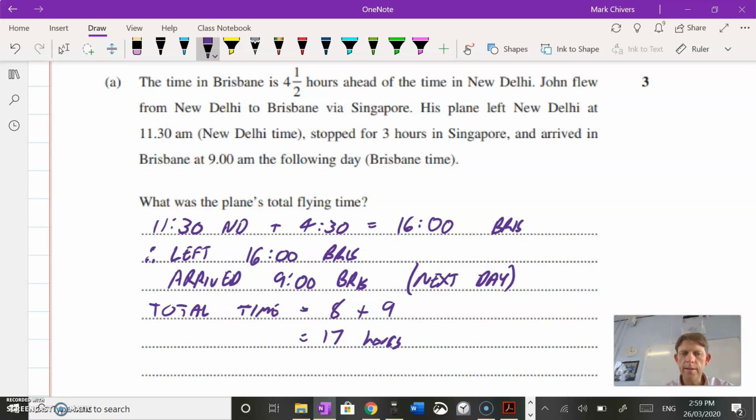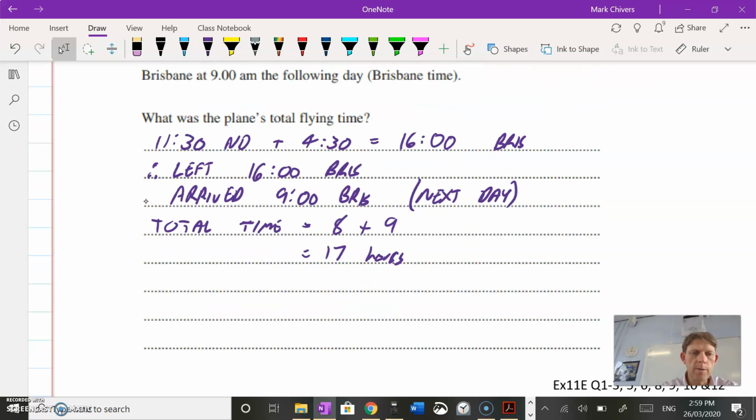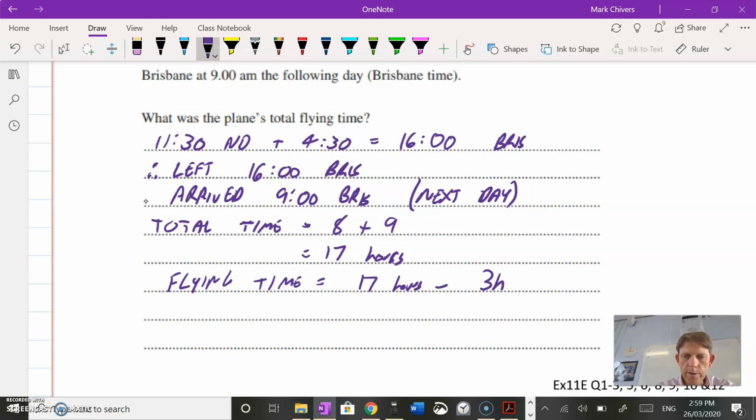But he didn't just go straight there. I want to know his total flying time, so his flying time is going to equal that 17 hours minus the 3 hours stopover. So therefore he flies for 14 hours. So he's travelling for 17, but he's only flying for 14 of those hours.